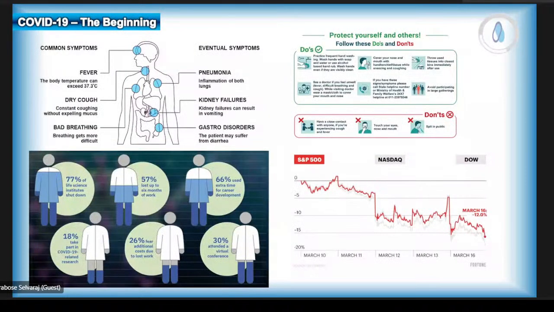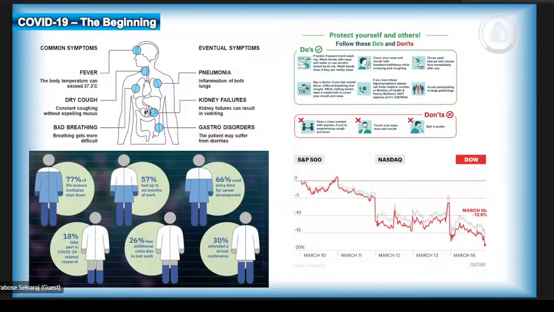In the beginning, the common symptoms people got were fever, dry cough, and breathing difficulty, and it resulted in some people getting pneumonia, kidney failure, and gastro disorders. In addition, some people had diabetes or problems with cancerous cells. And some people told us what to do and what not to do.